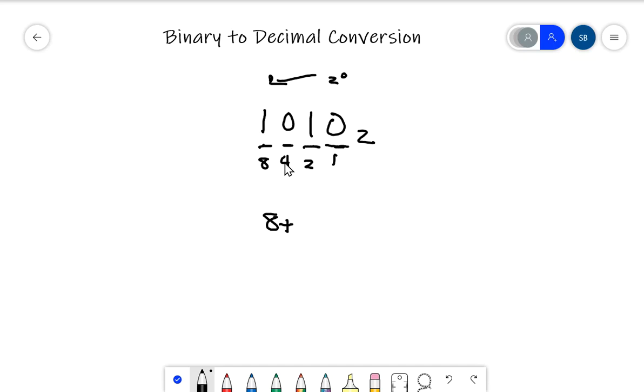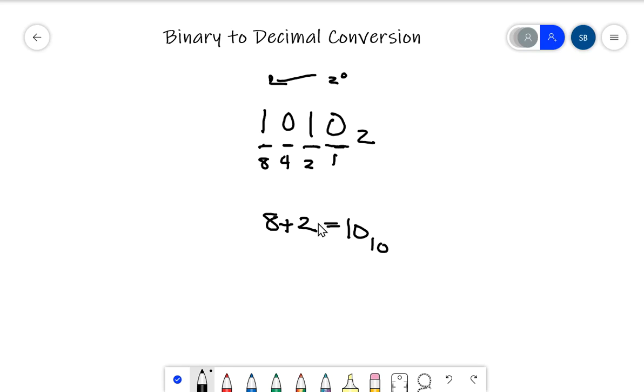In this position is 0. I'm not going to write anything because 0 times 4 is 0. But 1 times 2 is 2. That's the 2 position, and this is 0. When I add those together, I get 10. And that is the answer that I'm looking for. And since I've done binary for a long time, I know that is the right answer.